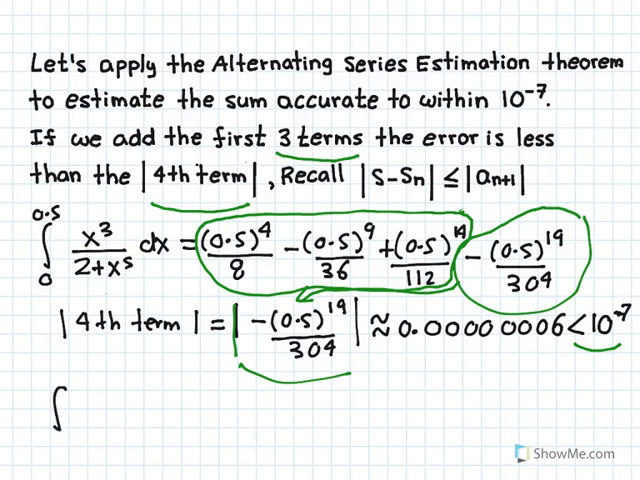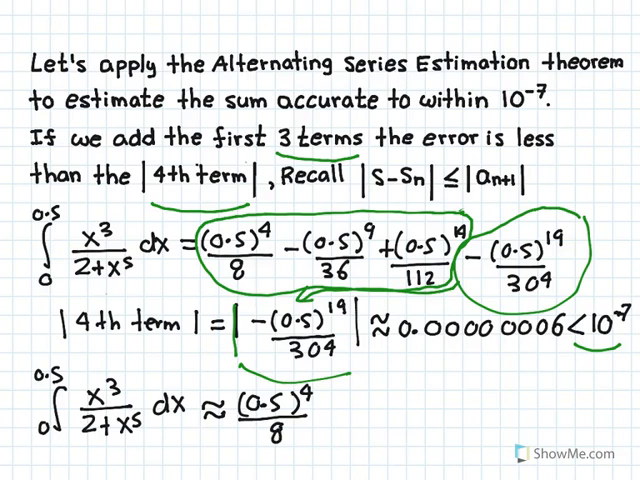So the integral from 0 to 0.5 of x cubed divided by 2 plus x to the power of 5 dx is approximately equal to the sum of the first 3 terms of the power series: 0.5 to the power of 4 divided by 8 minus 0.5 to the power of 9 divided by 36 plus 0.5 to the power of 14 divided by 112. Let's add up these 3 terms.